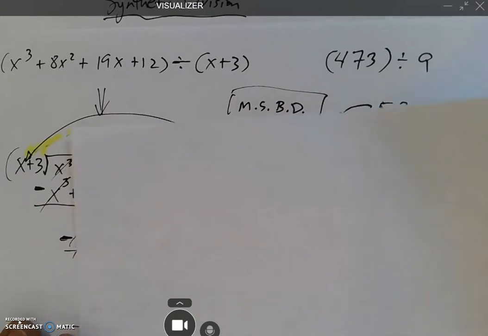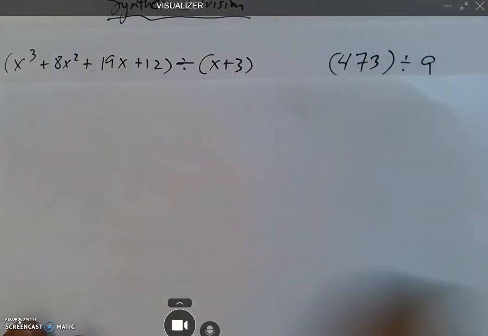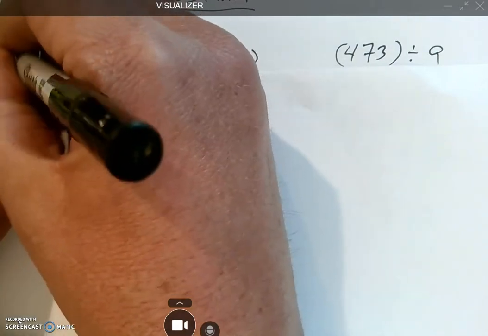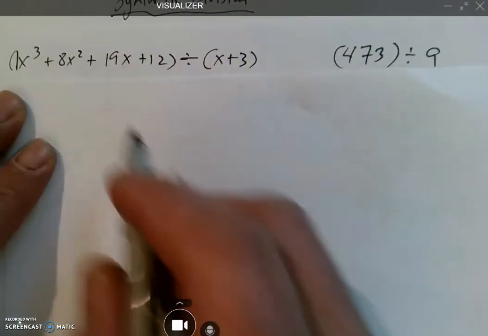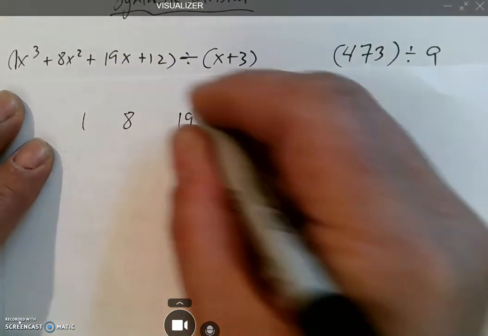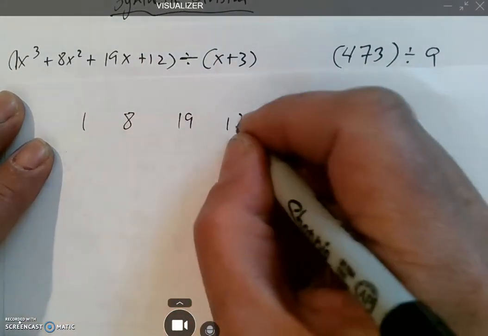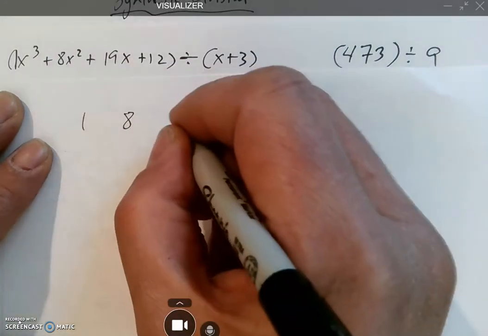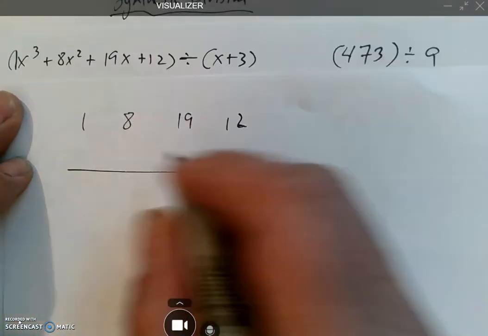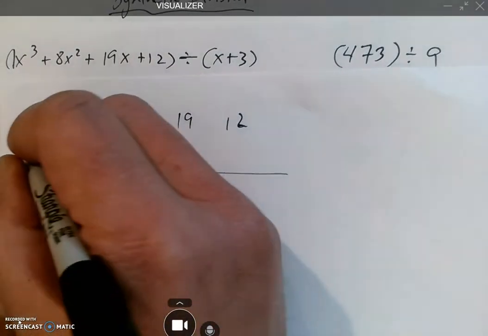Okay, let's go back to here. Synthetic does this, and I'll show it here and then I'll write it side by side. Synthetic says, okay, take just the numbers in front. That's a 1, really. 1, 8, 19, and 12. And I'm going to remember that those are actually tied to x. That's really 19x. That's really 8x squared. I leave a space and draw a line.